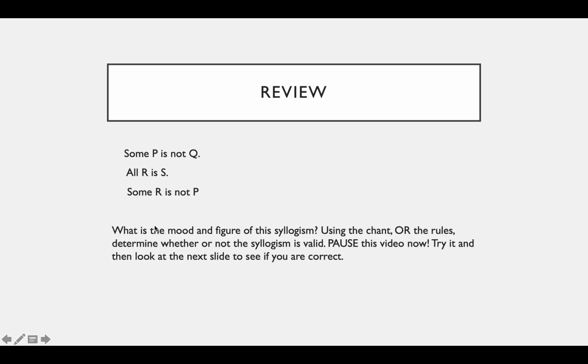So try this one. Look at this, figure out the mood and the figure, and using the chant or the rules, determine whether or not it's valid. So pause this video, and when you come back, you'll see the answer on the next slide.